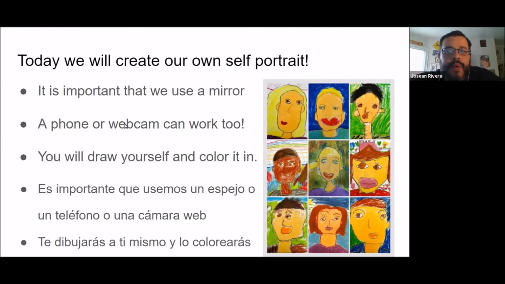Okay, so what we are going to do today is we are going to create our own self-portrait. So one of the things that we want to make sure that we do is that we use a mirror because you want to be able to look at yourself to draw yourself. If you don't use a mirror, you're trying to draw from your memory, which can be very hard. If you don't have a mirror handy, you can use your phone or a webcam. So just set it to selfie mode so you can see yourself. You will then draw yourself and color it in. Since you do have a week, you have time to do a full color illustration of yourself.